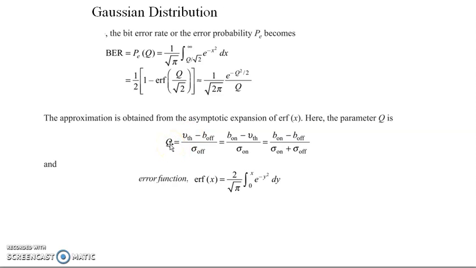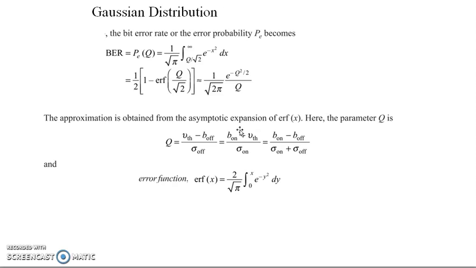Now the Q parameter in the probability of error is defined in terms of the threshold voltage for the case when bit 1 is transmitted and when 0 is transmitted. So you can find the Q factor in terms of the threshold value, where this one is B off and its variance, and this one is B on and its variance. So we can find exactly the value of the Q factor there.